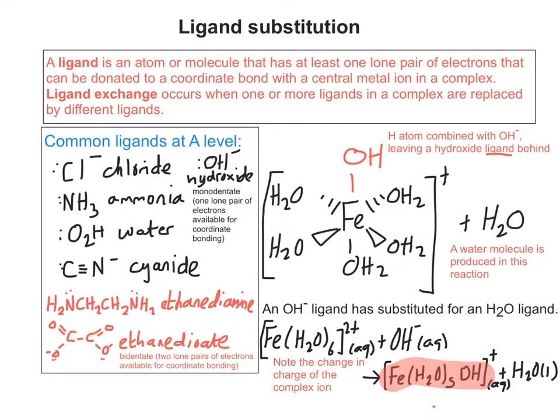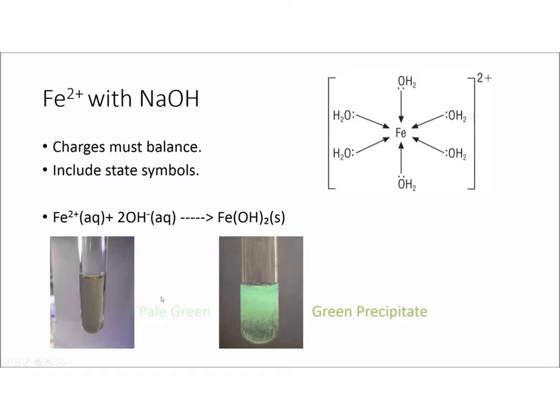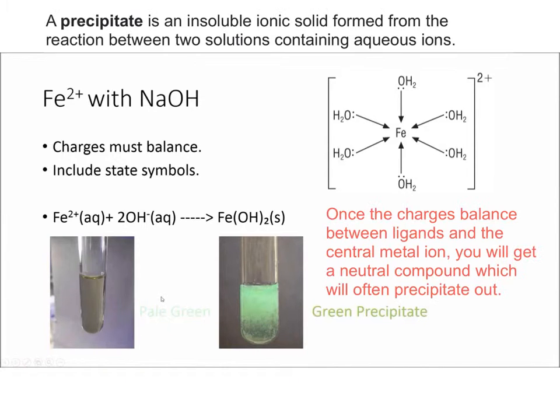So let's just summarize quickly what ligand exchange actually is. As the name suggests, it happens when one or more ligands in a complex are replaced by different ligands, as has been demonstrated here. So if you were to substitute another OH- ligand onto the complex we've just made, the 2 negative charges of the two OH- ligands would balance the 2+ charge of the iron, and what would happen is you get a precipitate.